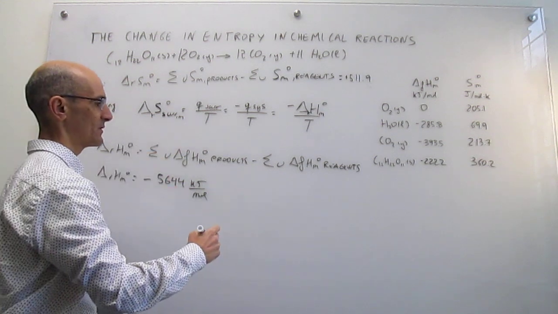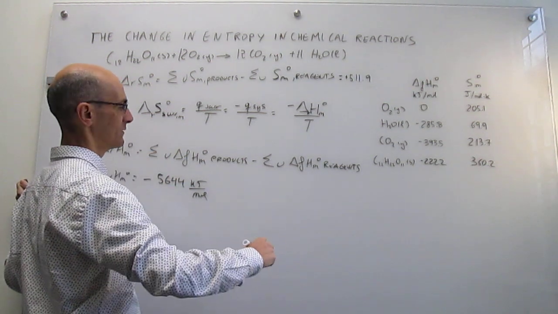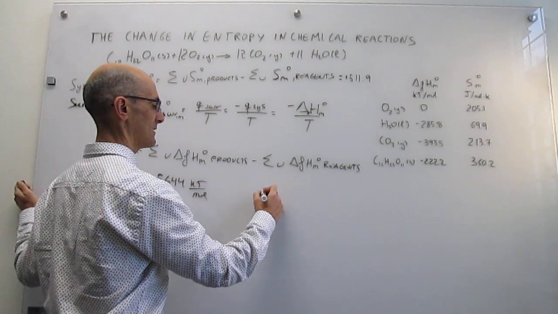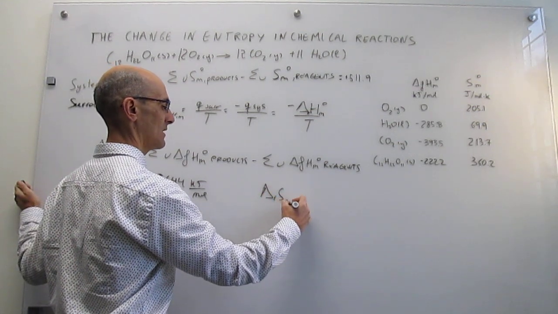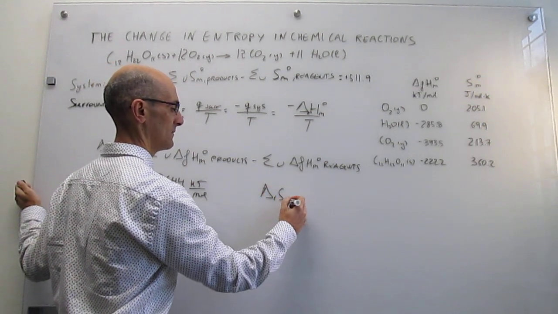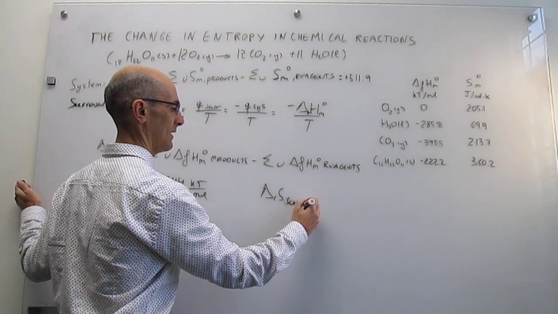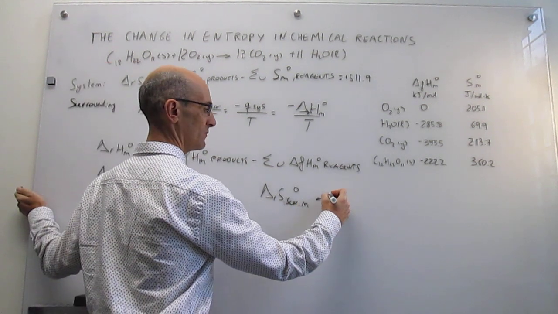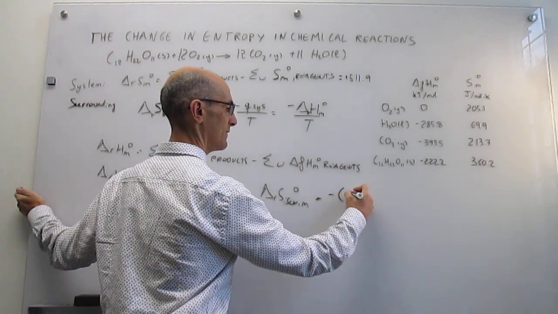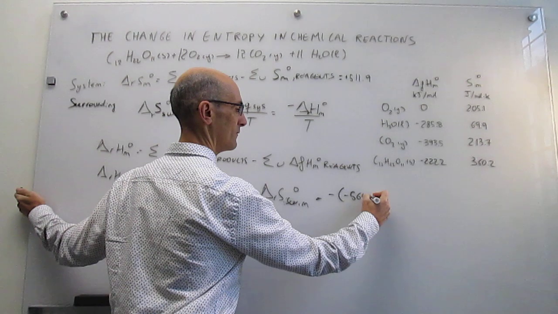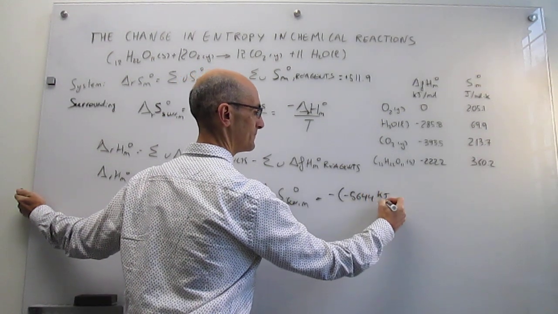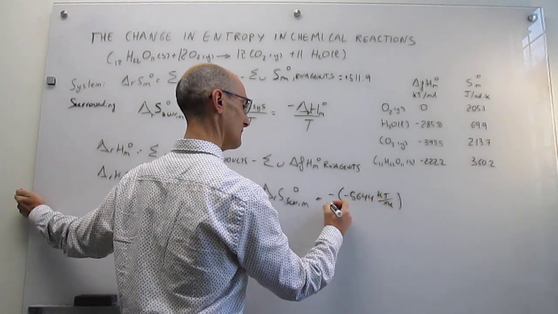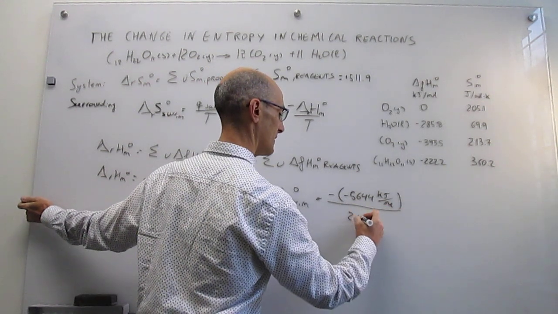Okay, so taking that expression forward, we're going to find here that this delta S of the surroundings, which is a molar quantity, and we're doing the standard conditions, is going to be equal to this minus 5644 kilojoules per mole divided over the temperature, which is 298 Kelvin.